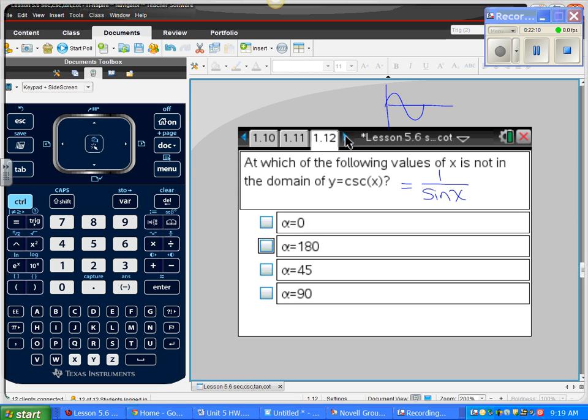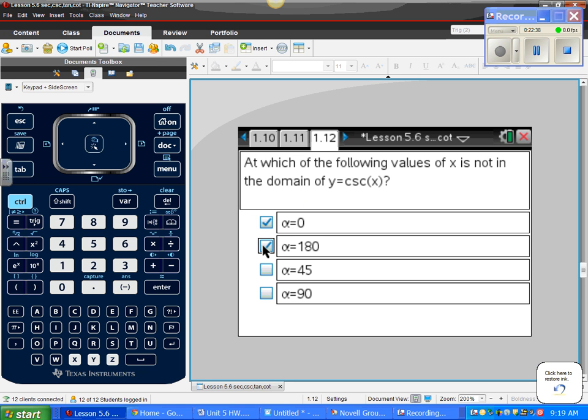Where does sine equal 0? At 360, yeah, where else? 0 and 180. Okay, I have 3 locations where sine is equal to 0, or 3 locations where cosecant is going to be undefined. Okay, actually more than 3, because remember, this is a pattern that goes on infinitely, right? So I have 2 of the choices here. I have 0 and 180. When there's a square box, that means you can select more than one. Okay.